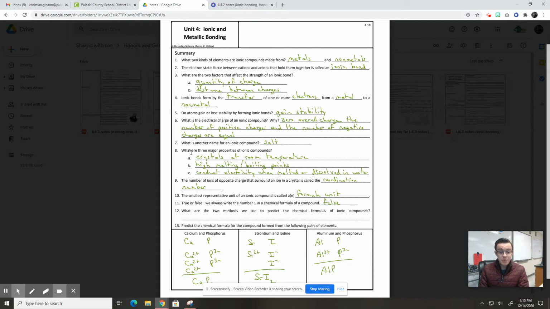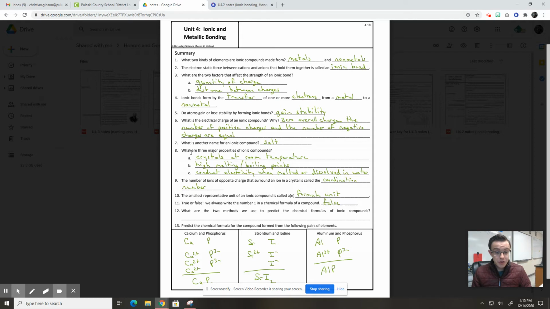Number 9, the number of ions of opposite charge that surround an ion in a crystal is called a coordination number. Okay. Number 10, the smallest representative unit of an ionic compound is called the formula unit. So an ionic compound is never on its own. You never just have one sodium and one chloride. Okay, it's in a crystal with a whole bunch of them. And the formula unit is just the ratio of how many of one atom you have compared to the other.